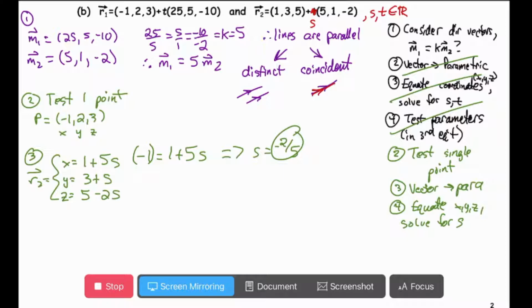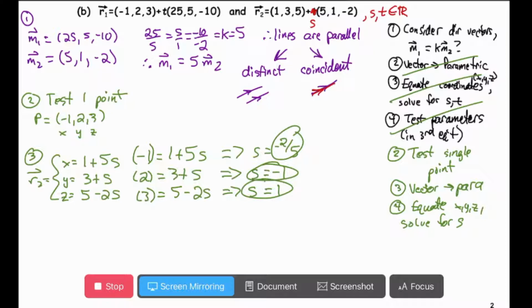So my next one, my y value is 2 equals 3 plus s. S is going to be 2 minus 3, or negative 1. Uh-oh, that doesn't look good. And last one, z has a value of 3 equals 5 minus 2s. 3 minus 5 is negative 2. Negative 2 divided by negative 2 is s, so s is equal to 1. You see, I'm getting a different value for the parameter each time, so these values do not satisfy this equation.